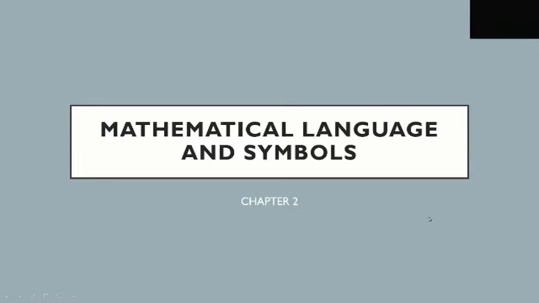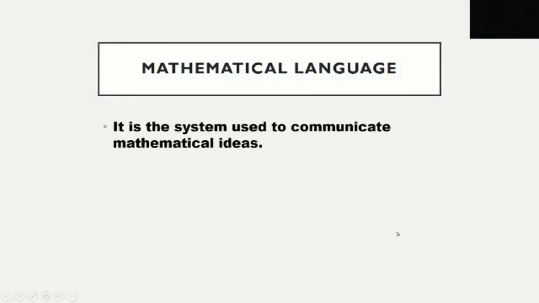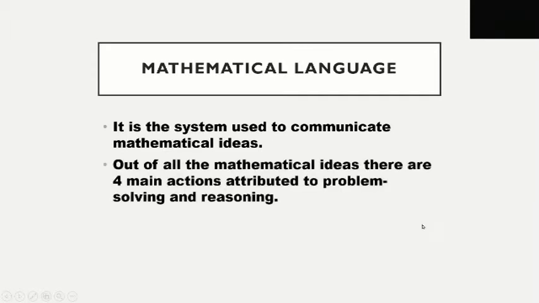Hey, welcome back. In our Mathematics in the Modern World, Chapter 2 is about mathematical language and symbols. Mathematical language is the system used to communicate mathematical ideas. Just like speech, we can communicate using mathematics. Out of all the mathematical ideas, there are four main actions attributed to problem solving and reasoning.